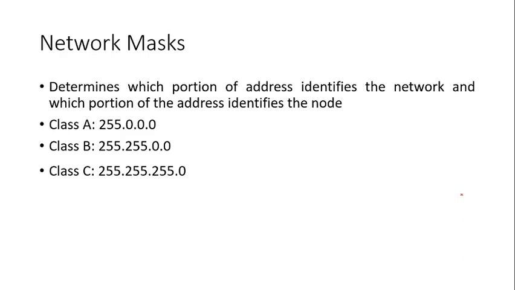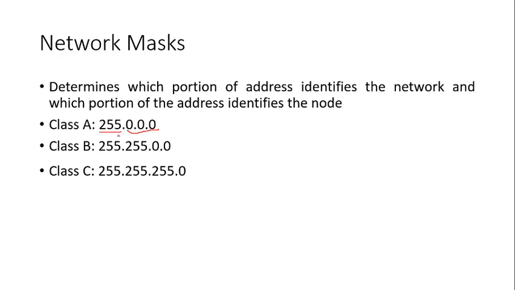Then in IP address, there is a concept of network mask, which determines which portion of the address identifies the network, and which portion identifies the host. If any address of class A comes, it will have a subnet mask showing the network bits as 255, and the remaining 24 bits will be 0, because they will be used for the host part. So subnet mask will determine how many bits are available for the network part and for the host part.